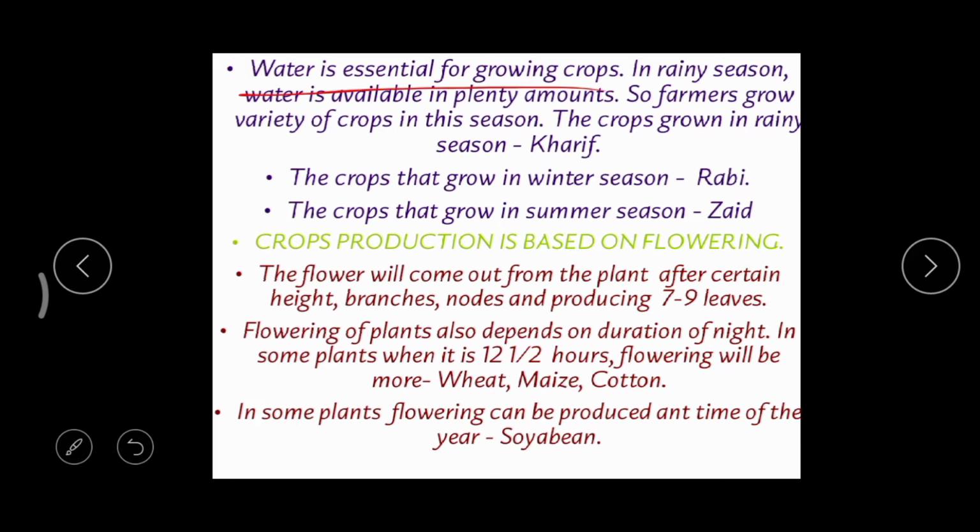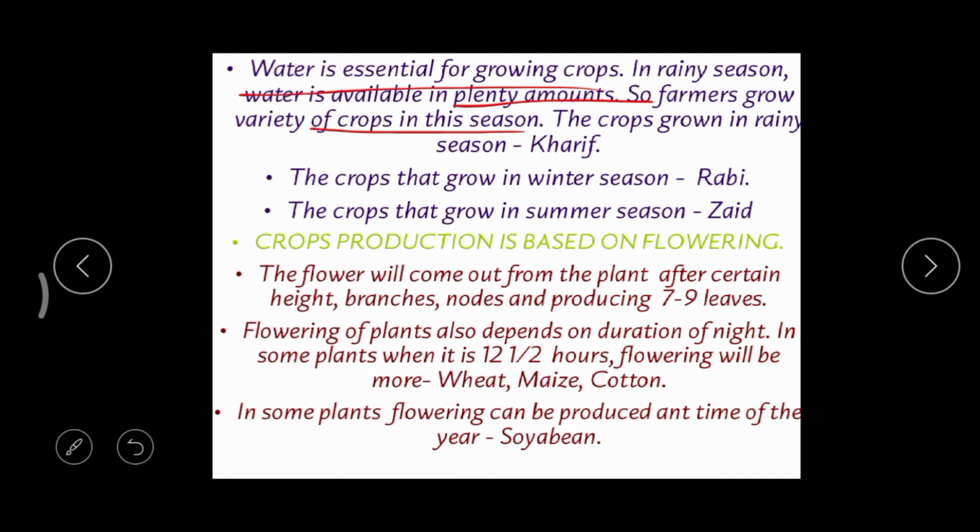Generally in the rainy season, water is available in plenty, right? In that season we can find that all these ponds, dams, lakes, and ditches are completely flooded, completely filled with water. So in the rainy season the farmers grow a variety of crops, right? Why do most farmers like to grow crops in the rainy season? Because water is available in plenty.